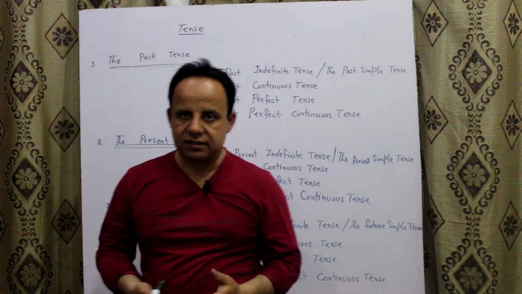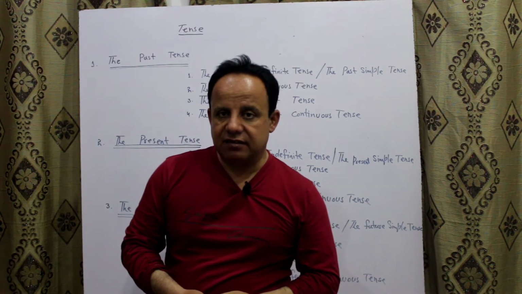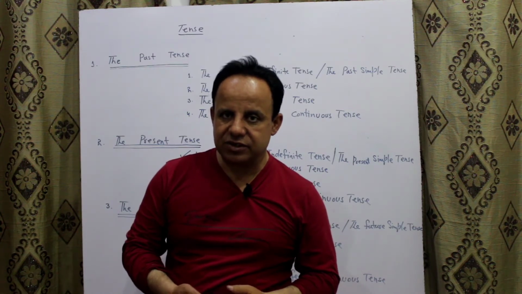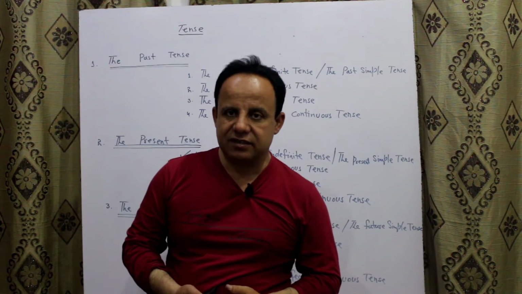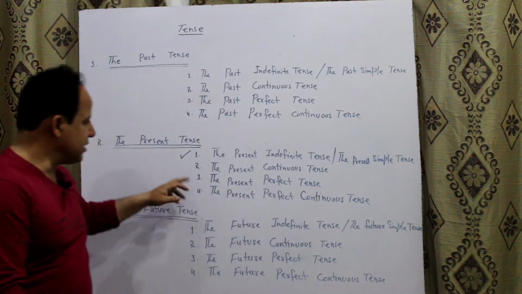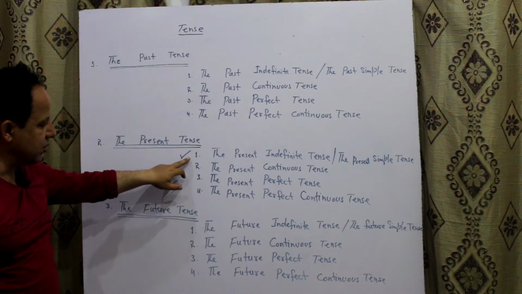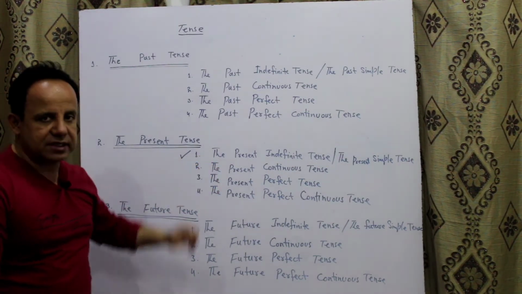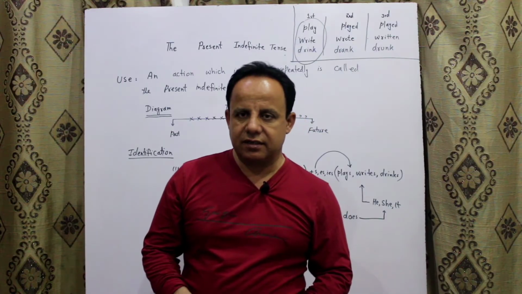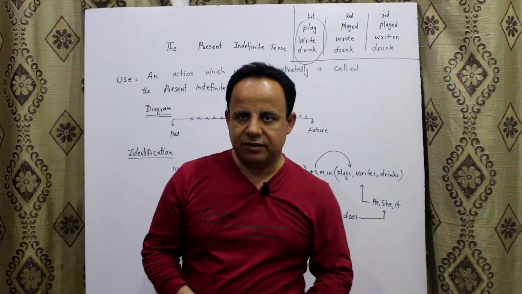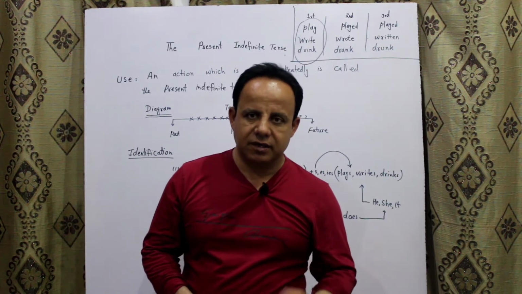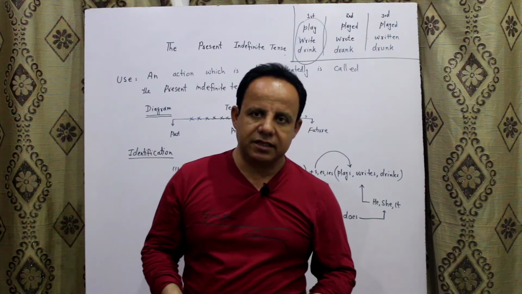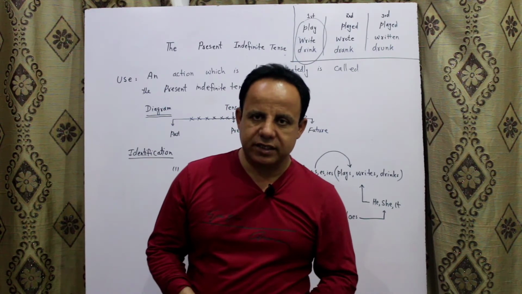There are 12 tenses. The tense we will start with today is called the present indefinite tense, because it is a bit complicated and crucial, but somehow it needs to be taught. So the first one we will start with is the present tense, and in this one we have the first tense, the present indefinite tense or the present simple tense. We will understand how to deal with it and how to make the sentences. Let's go and deal with it.